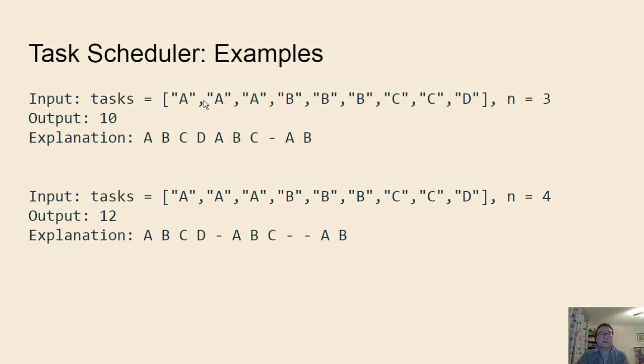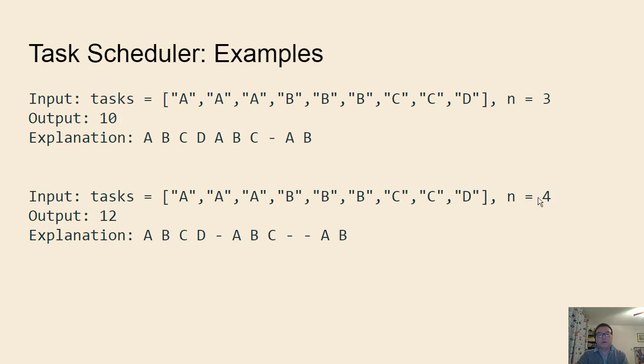Let's look at the first one. We have AAA, BBB, CC, D, and n is 3. This is one way to schedule it. We have A followed by B, C, D, and then we have A again. So we need 3 in between two A's. It's okay to have A here, and again okay to have B here, C here. But then for the next one, the CPU has to be idle, because we cannot schedule either A or B here, and A and B are the only ones that are left. So we need to idle, and after that we can schedule A and then B. So it takes 10 units of time.